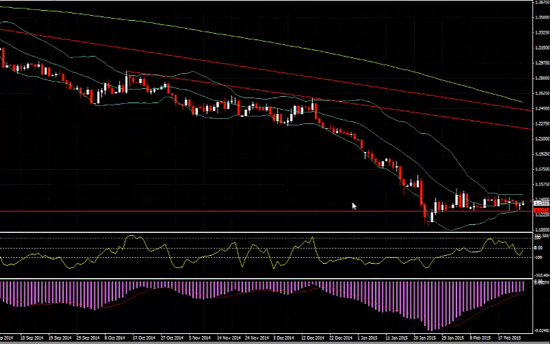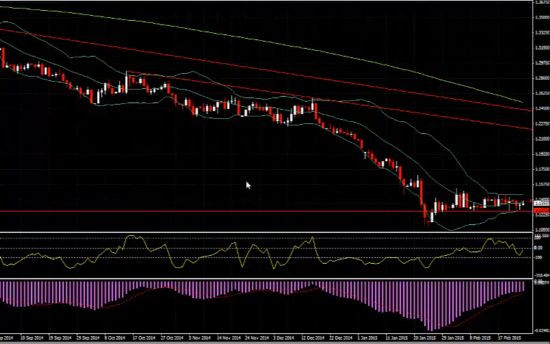The euro dollar is more or less moving sideways. Remember, we talked about this last night. They are two different economies. Obviously, whatever happens in the eurozone can have a temporary impact on the pound dollar and the UK economy. But they are two different economies.